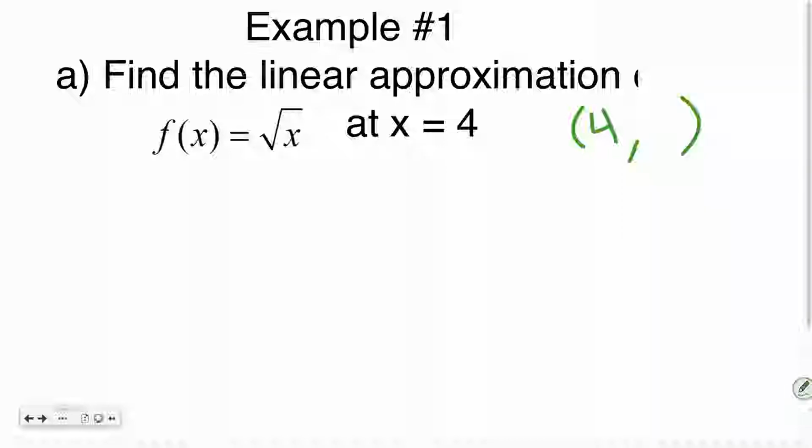Okay. What's the y coordinate? How did we get that? The square root of x. The square root of 4 is 2. Okay, find the derivative and plug in 4 for me, please.